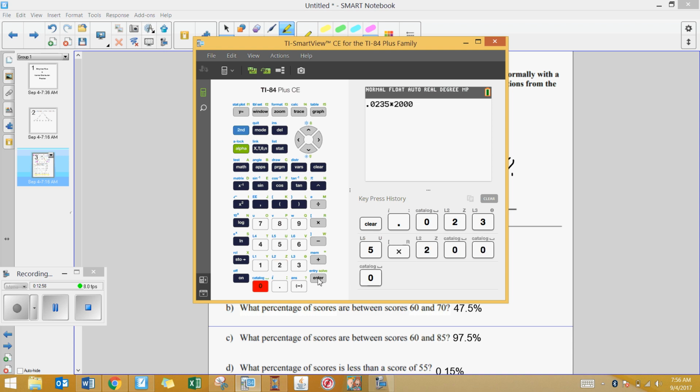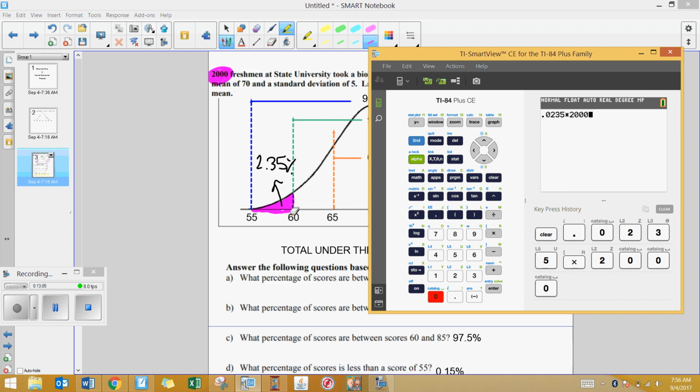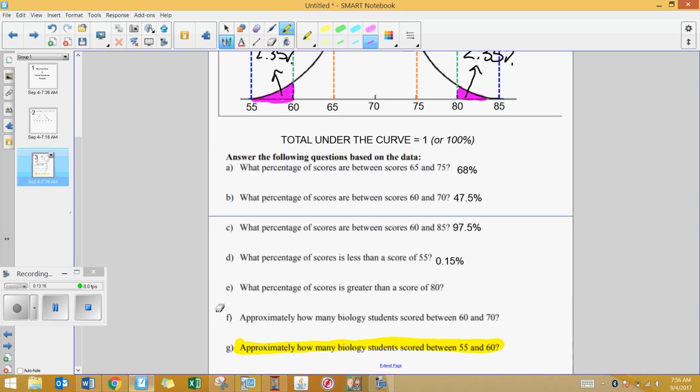All right, and that's going to give us the number of students that scored in this little purple area to the left between 55 and 60. So we'll press enter and we get 47. All right, and that's your final answer for question G down here.